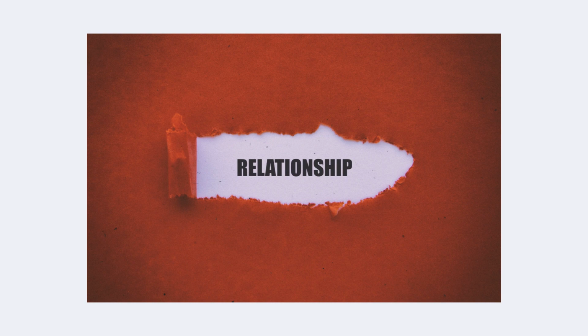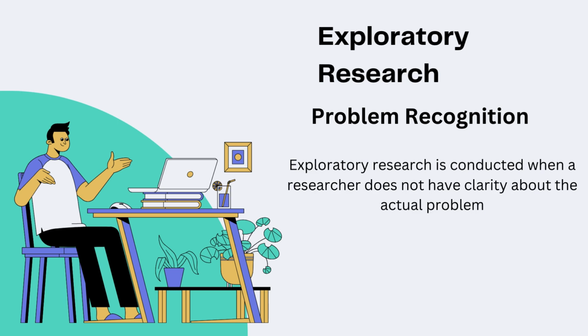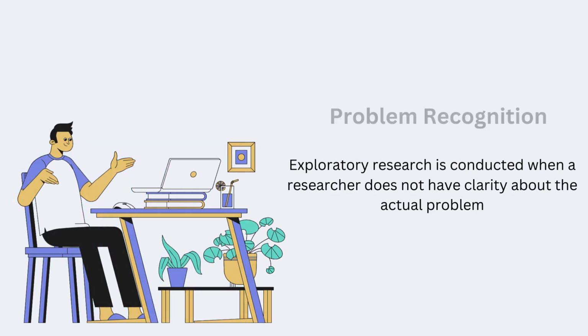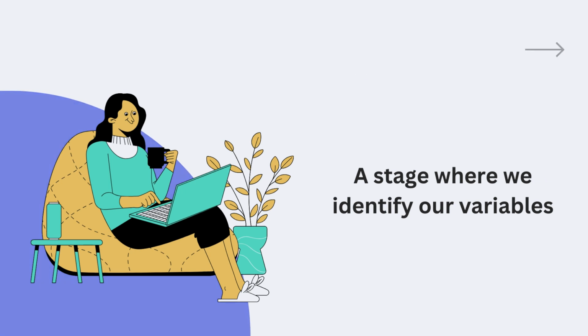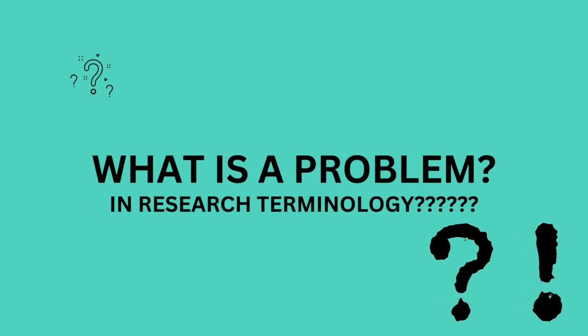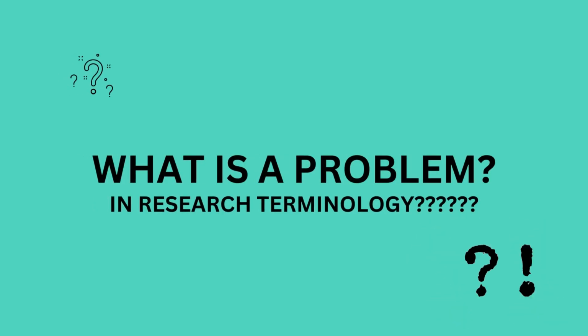Now this stage where they have realized their problem is the stage of exploratory research. Exploratory research is conducted when a researcher doesn't know what the problem is. So this research is conducted to recognize the problem. Now let's understand what is the problem in research terminology.